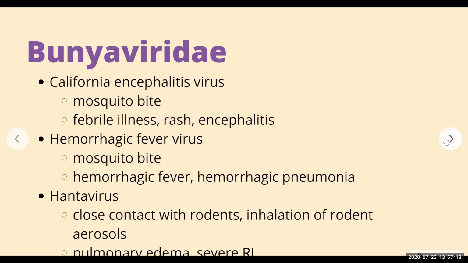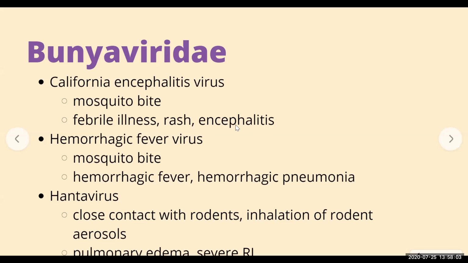Then we have the Bunyaviridae family. So, we have the California encephalitis virus. You get this if you're bitten by a mosquito that has the virus. It can cause febrile illness, rash, and encephalitis. Now, ano yung encephalitis? Encephalitis is a serious condition in which the brain becomes swollen. So, litis, itis. So, naghubag ang brain. And it can be life-threatening, no? It can have mild flu-like signs and symptoms like fever or headache, or pwedeng walang symptoms. So, yung sa iba, walang symptoms, yung sa iba naman, severe.